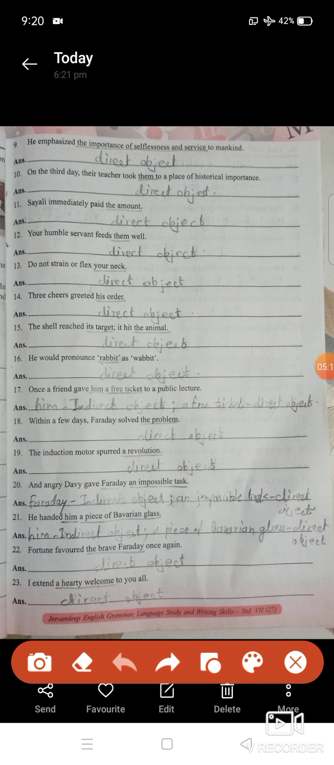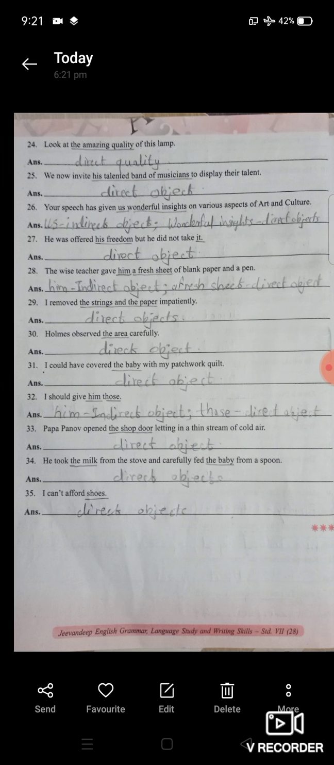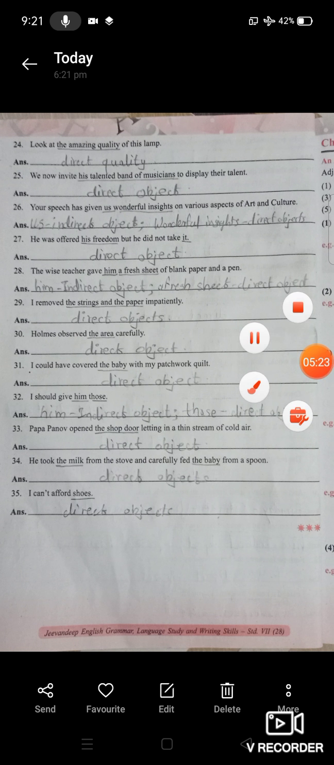21st number indirect, direct. 22 direct. 23rd is also a direct object. 24th, 25th, 26th, till now, 35. I have written here all the answers, students. So you are going to write all the answers in your notebook in good handwriting, students.